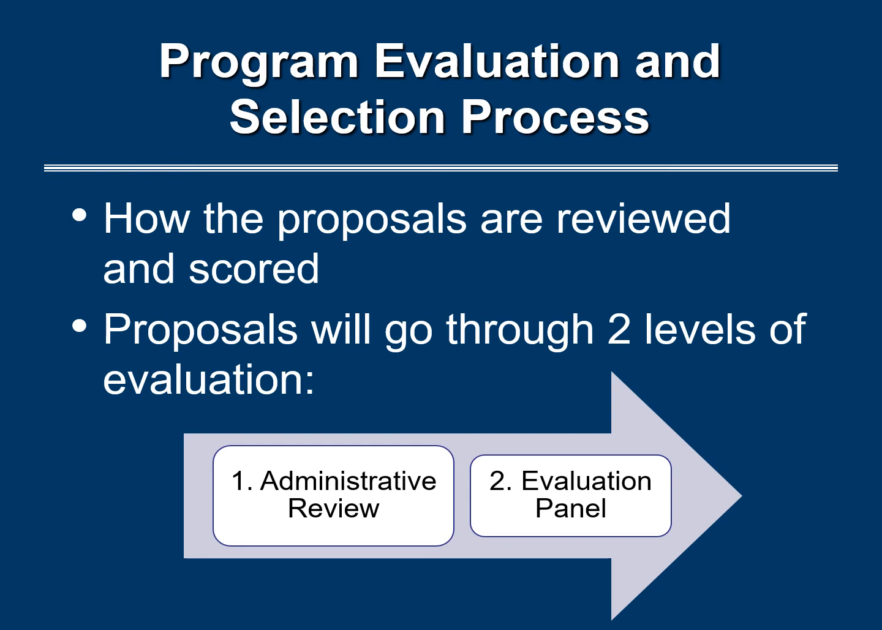Program evaluation and selection process. This section says how the proposals are reviewed and scored. Proposals will go through 2 levels of evaluation. There's an illustration that lists the 2 levels, reading from left to right, administrative review, evaluation panel.